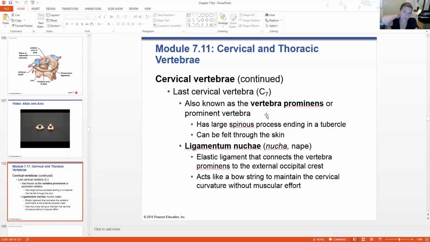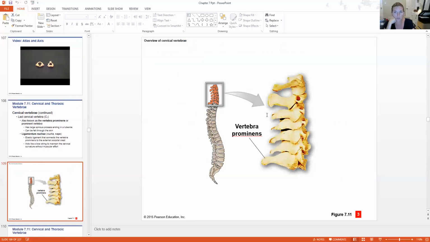This is the vertebra prominens. This is the very prominent vertebrae. This one sticks out of your back a little bit. It has a very large spinous process that can be felt through your skin. The nuchal ligament, or ligamentum nuchae, is an elastic ligament that connects the vertebrae with the external occipital crest. So these are special ligaments that go up the back of your neck, and they kind of act like a bowstring to maintain that curvature without any muscles. It's just a ligament instead of muscles.